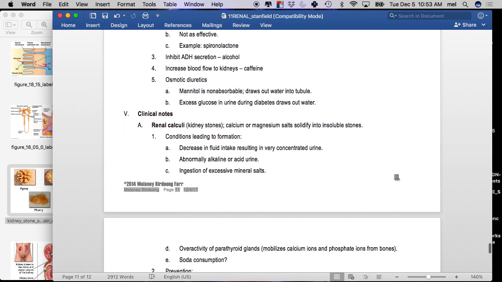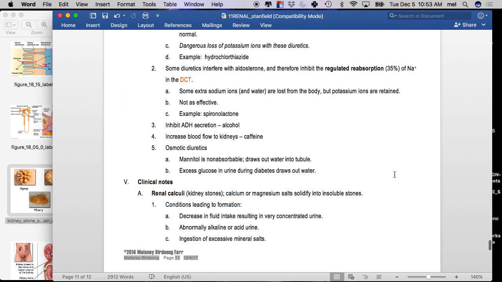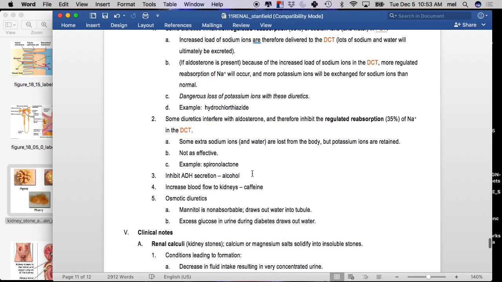Okay, let me go back to this just real quick. I forgot about these two diuretics. I want to talk about why alcohol is a diuretic and why caffeine is, and then we'll just talk about dialysis briefly, and then we'll start on the quiz. Okay, so why is alcohol a diuretic? Alcohol is a diuretic because it inhibits the secretion of ADH from the hypothalamus. So really, alcohol is a diuretic because it's an anti-antidiuretic, right? Does that make sense? Okay.